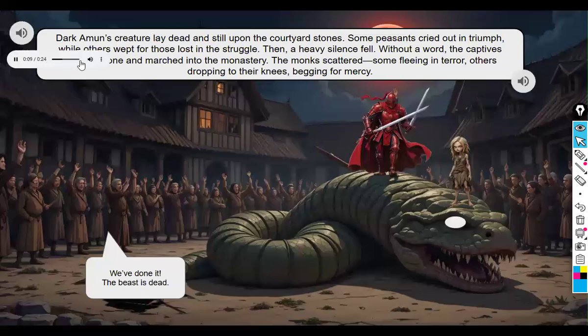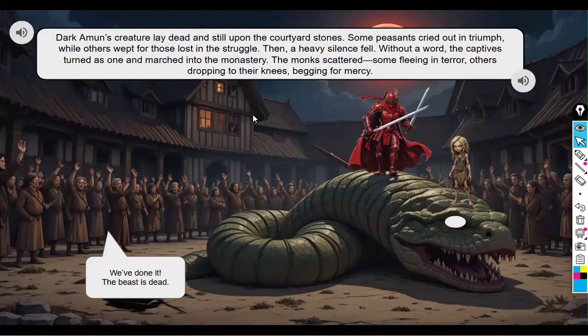Darkamun's creature lay dead and still upon the courtyard stones. Some peasants cried out in triumph, while others wept for those lost in the struggle. Then a heavy silence fell. Without a word, the captives turned as one and marched into the monastery. The monks scattered, some fleeing in terror, others dropping to their knees, begging for mercy.